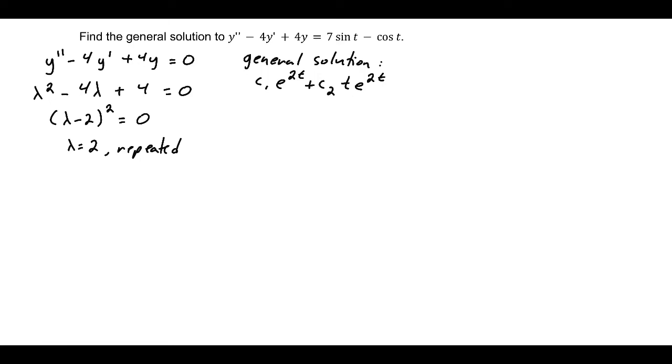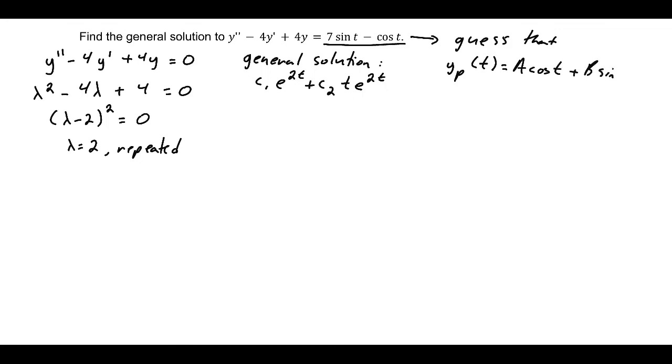Next, we look at the other side of the equation, the right-hand side, 7 sine t minus cosine t. Based on this, we want to guess that y sub p of t is equal to a cosine t plus b sine t.